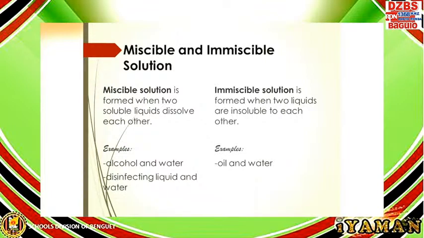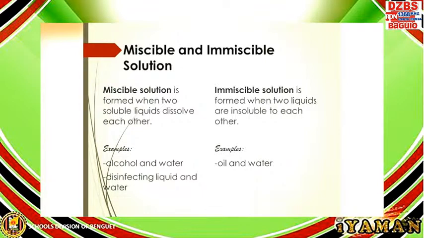Do you know also that there are liquids which do not dissolve each other? This mixture is called an immiscible solution. The best example here is the mixture of oil and water. Can you tell more examples of miscible and immiscible solutions?